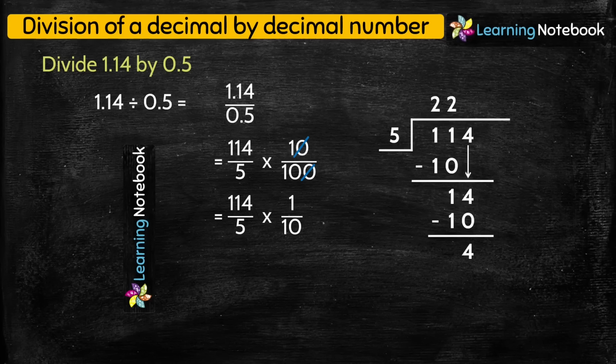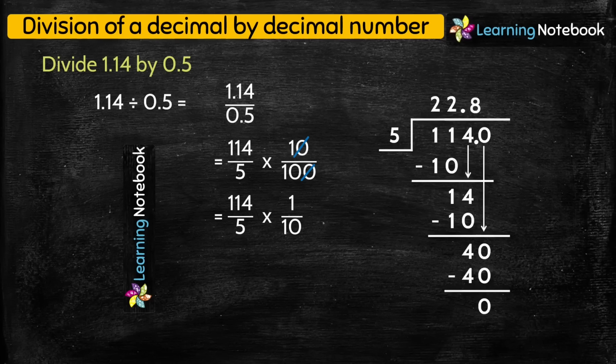So to continue division, let's put a decimal point and insert a 0. We also have to put a decimal point in the quotient. Now copy this 0 and now we will divide 40 by 5. 5 into 8 equals 40 and 40 minus 40 equals 0.